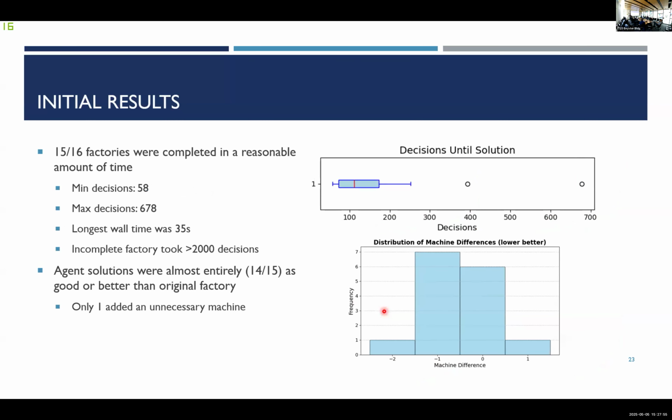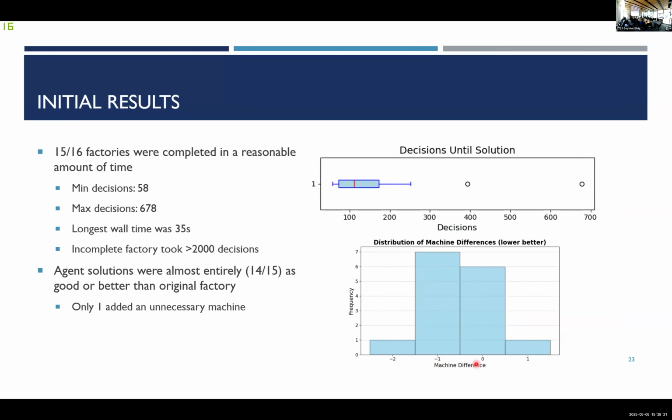Besides that factory, everything was relatively quick, no longer than 700 decision cycles, which is about 35 seconds wall clock on my computer. And it also was almost entirely as good or better than the original factory. There were a number of factories where there were essentially no ops, rotations of 0 or scales of 1 and 1, or rotating a rectangle 180 degrees.